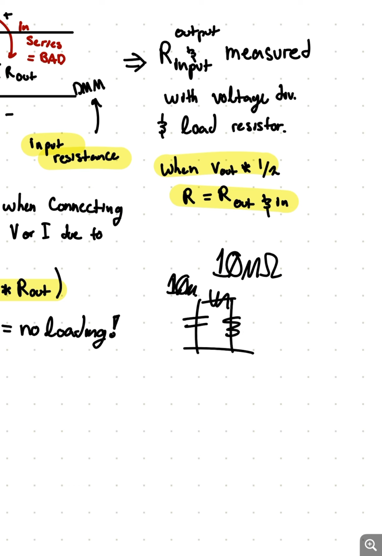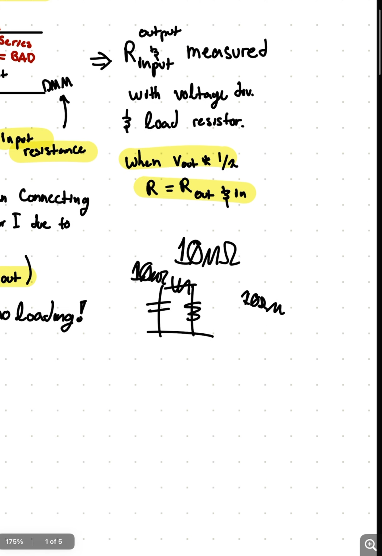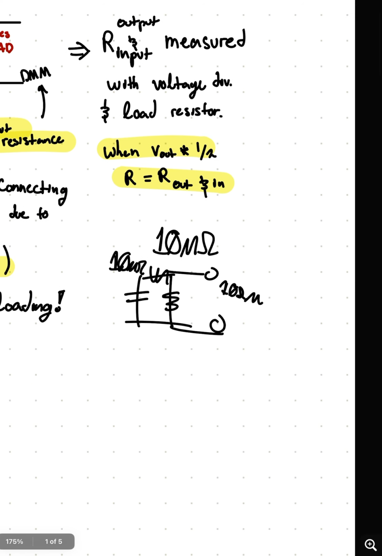We built our voltage divider, and once our output reached half our voltage, like I said, 12 and then 6 here, that is when it is equal to what we tested it with. So the DMM in this case would be 10 mega ohms, because of these two being equal.